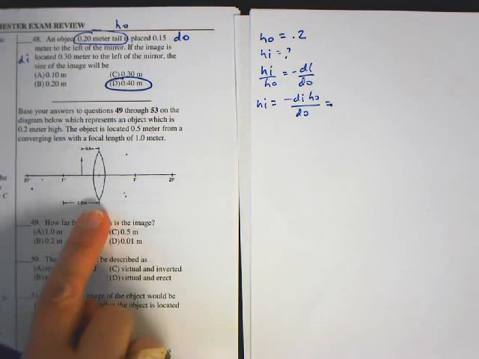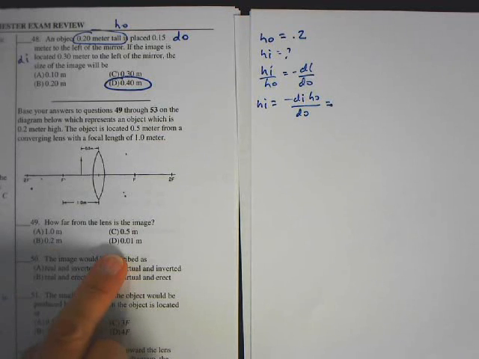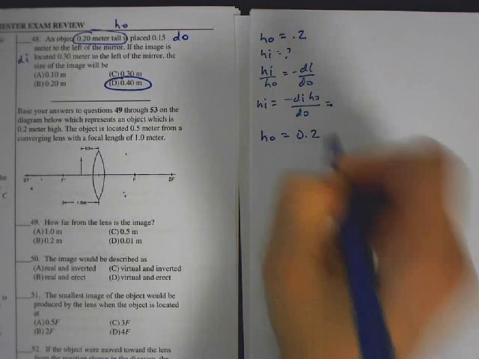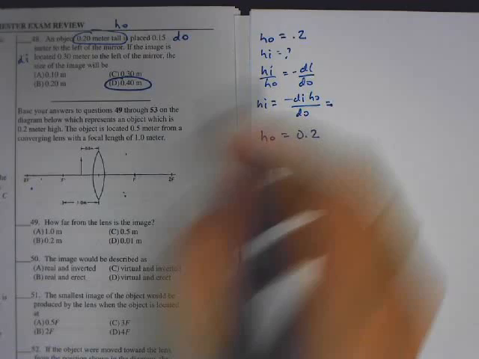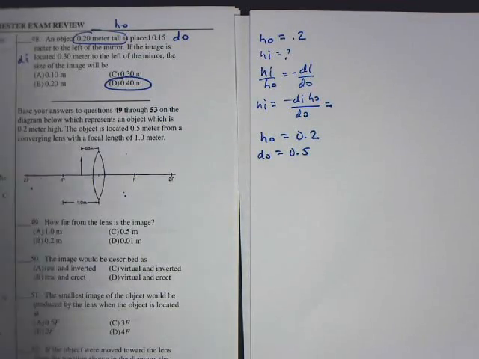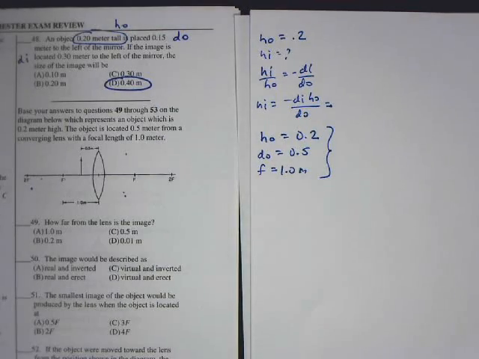Again, here we have to practice doing lens diagrams, but as far as this is concerned, they give us enough information that I would just always use the equation first. So it says that an object which is 0.2 meters high, so that's the height of the object, is equal to 0.2. The object is located 0.5 meters, so that's going to be the distance of the object. And then it tells me the focal length is 1. So I see already that I have enough information that I can use either one of the two equations that we have.